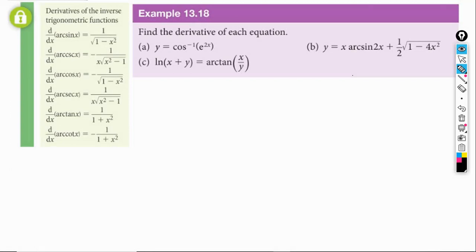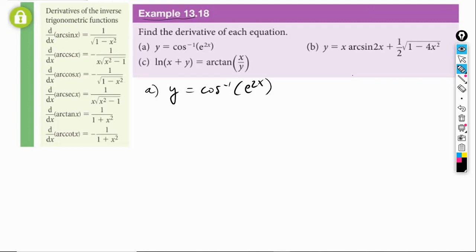Okay, so here to the left, we can see the derivatives of the other inverse trigonometric functions. And we're going to work on example 13.8, where they ask us to find the derivative of each equation. So let's start with letter A. In letter A, they want us to find the derivative of y equals inverse cosine of e to the 2x.